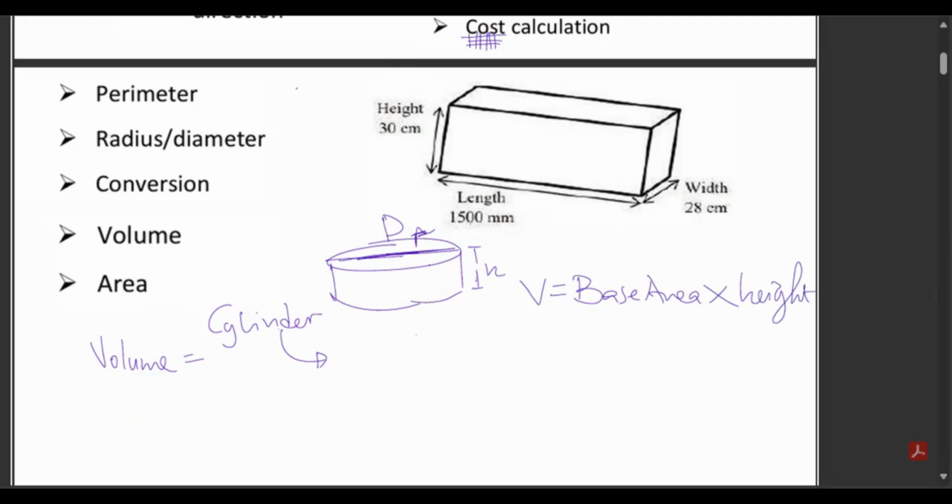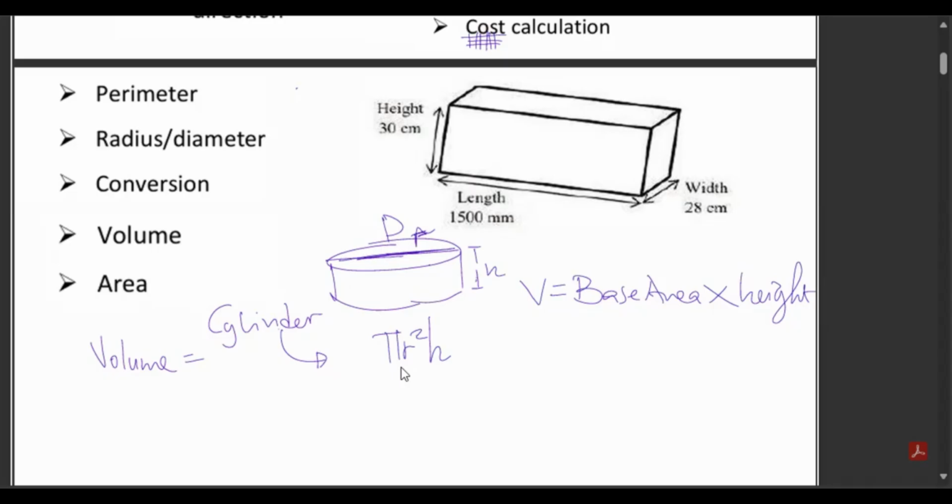Now, for the cylinder, what's the base? A base is a circle. And how do you get the area of a circle? It's pi r squared. So pi r squared h. We don't put 2 unless when there are 2. So this is how we get the volume of a cylinder.